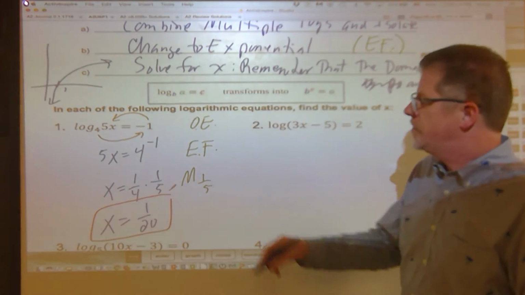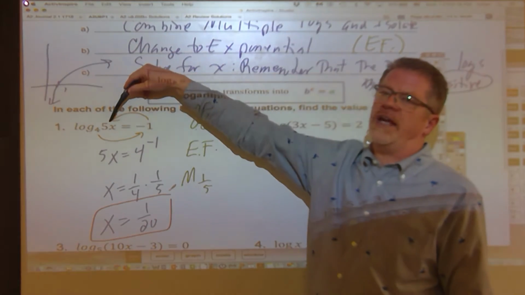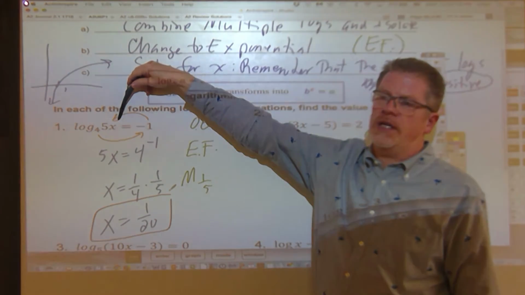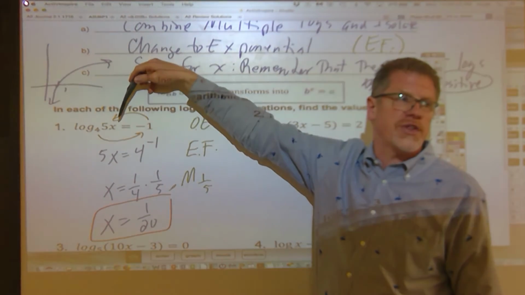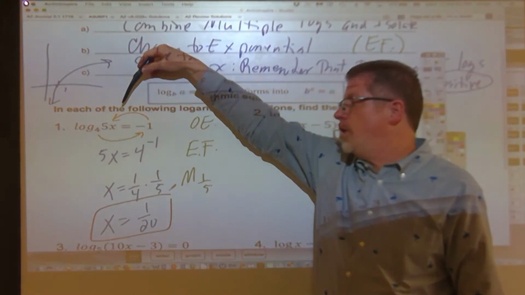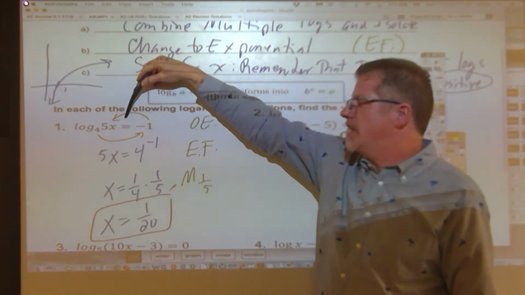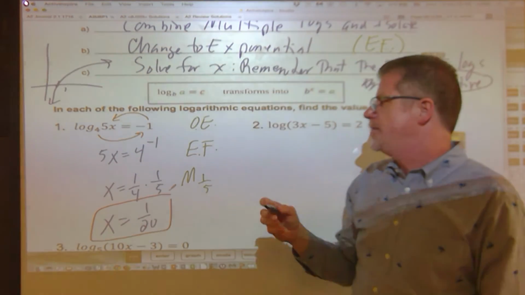Now, if you want to check it in your head, put a 1/20 in for x. 5 times a 20th is 5/20 or 1/4. In the log base 4 of 1/4, think of 1/4 as 4 to the -1. So log base 4 of 4 to the -1, sure enough, it checks out to be -1.